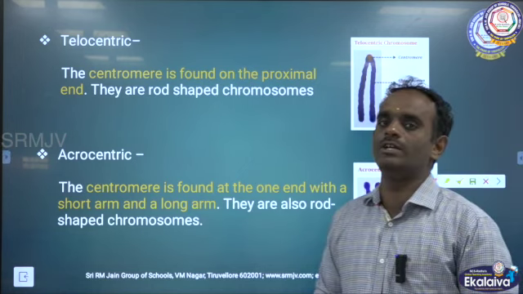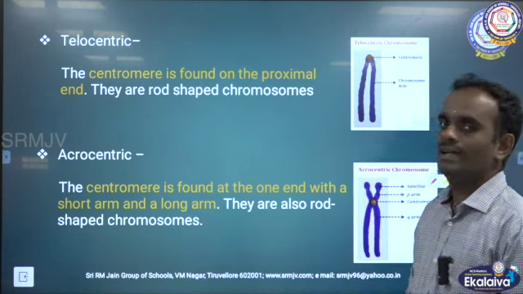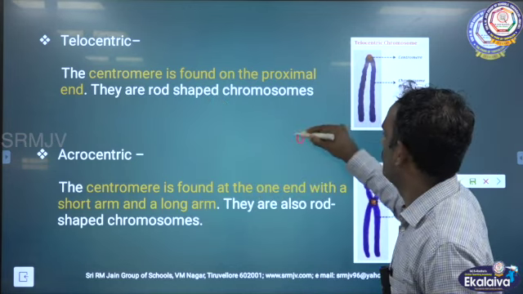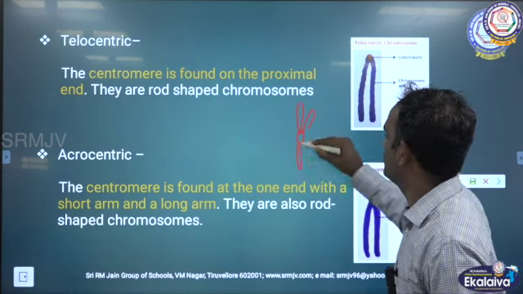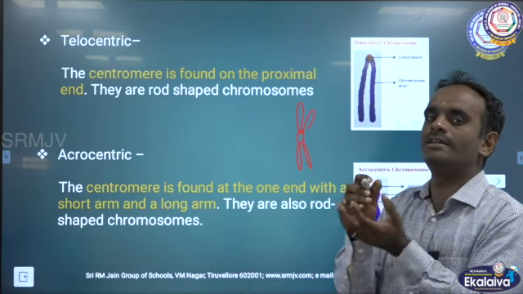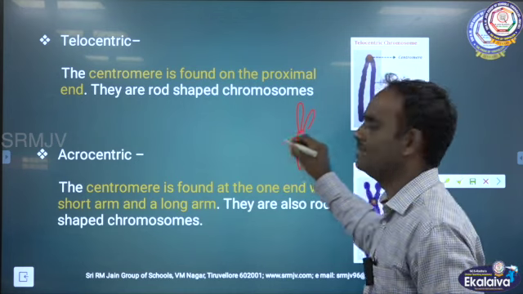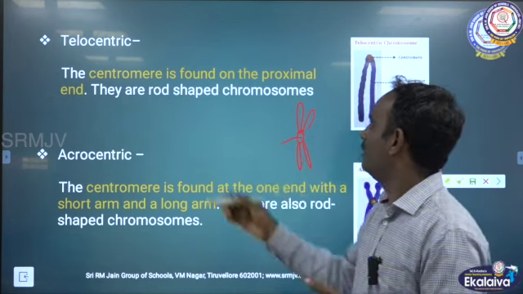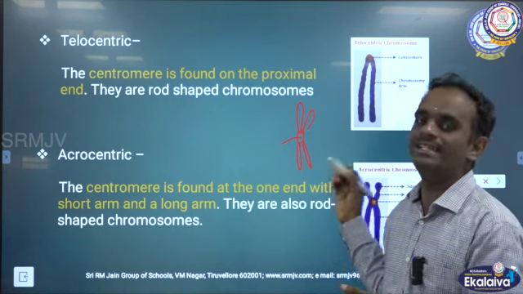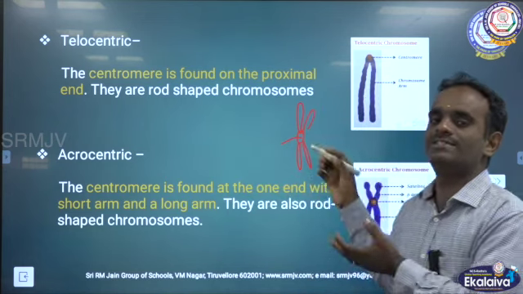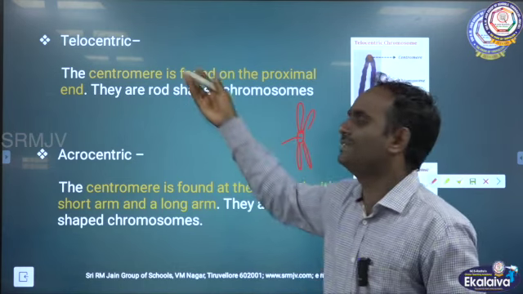First we will see the telocentric. You know very well, the chromosomes have chromatids, identical strands, joined at the center by the centromere, right. So, in telocentric the centromere is found at the proximal end. They are rod shaped chromosomes. Such type of chromosomes are called telocentric.